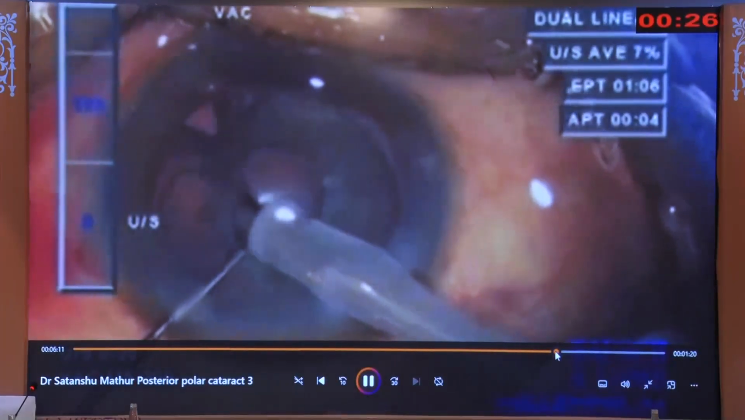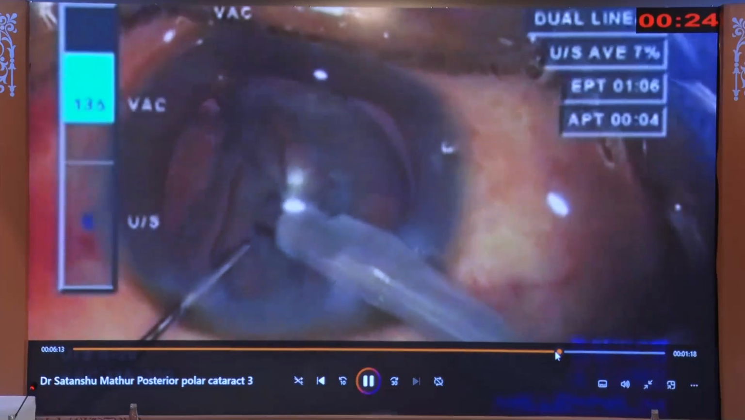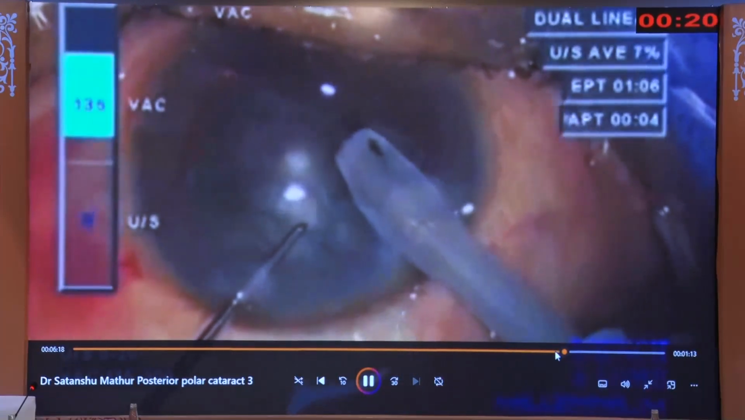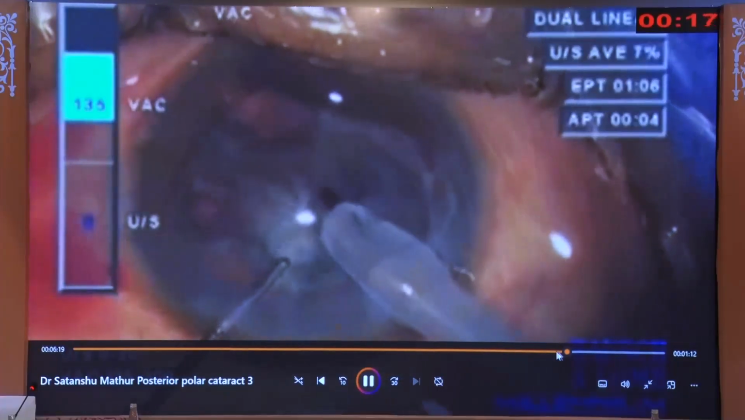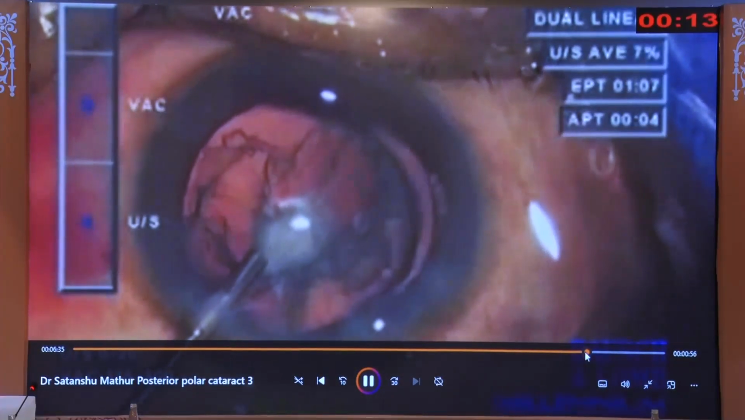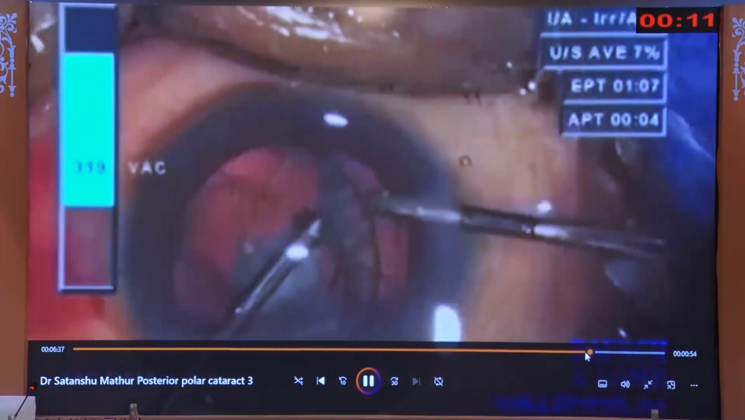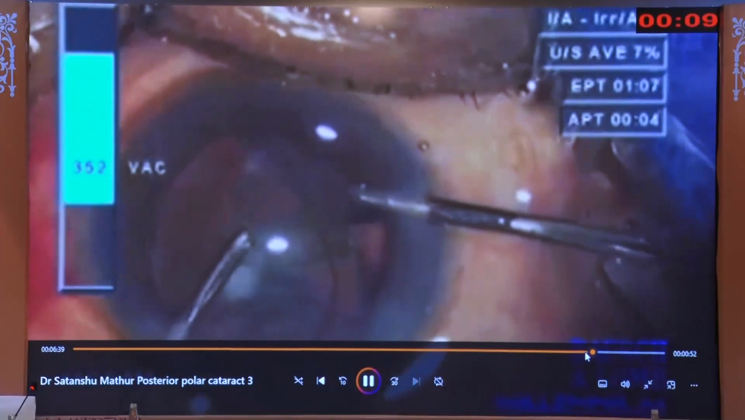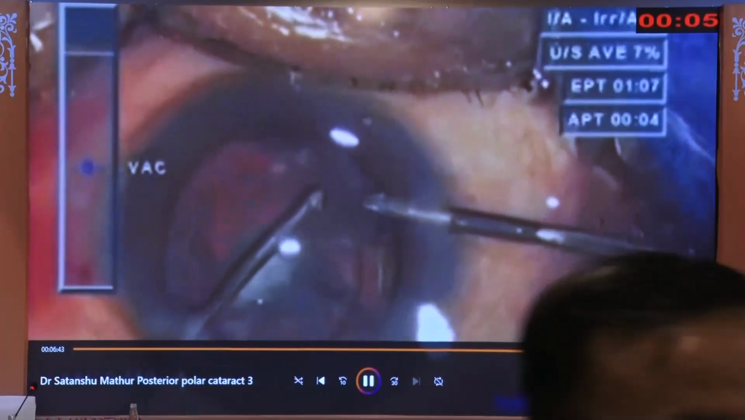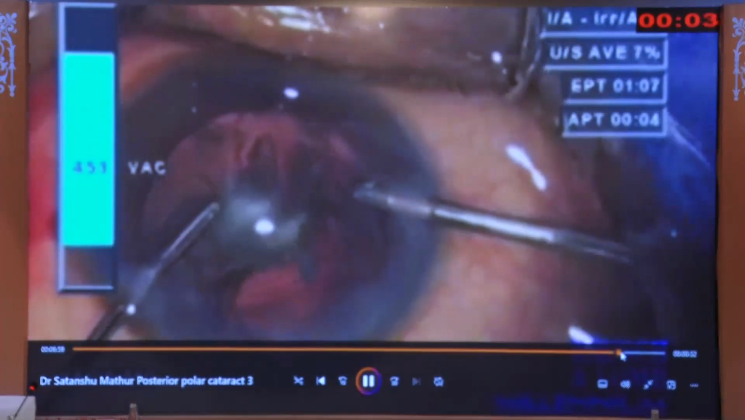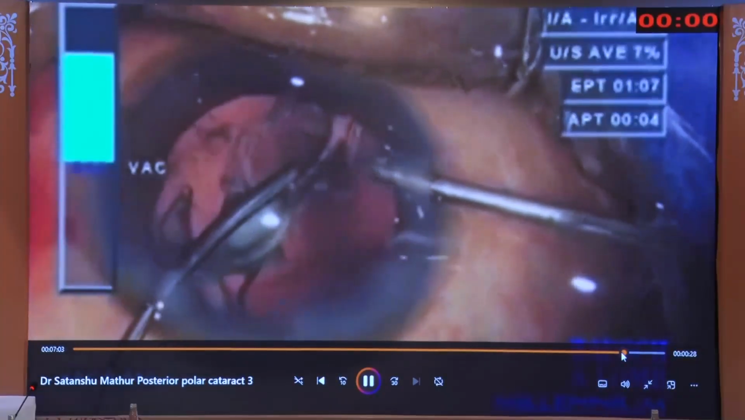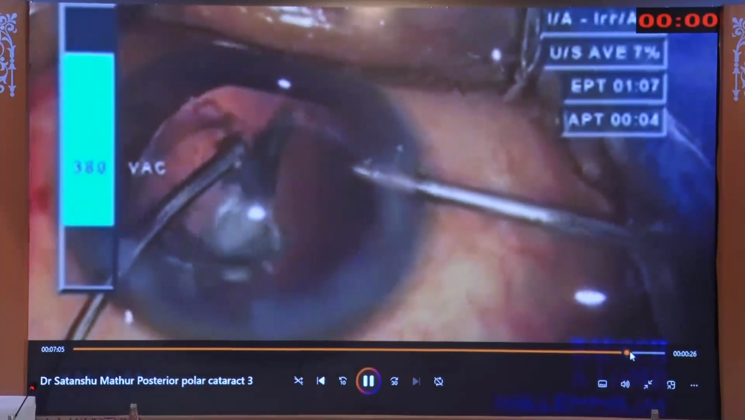And you see, we are removing this shell, this epinucleus, last because it is protecting the posterior capsule. Then inject viscoelastic from the side port before removing the instrument, because the posterior capsule is already deficient and it should not increase. Then aspirate the cortex from the side ports, same thing. What I want to show is that all the procedures are very slow.